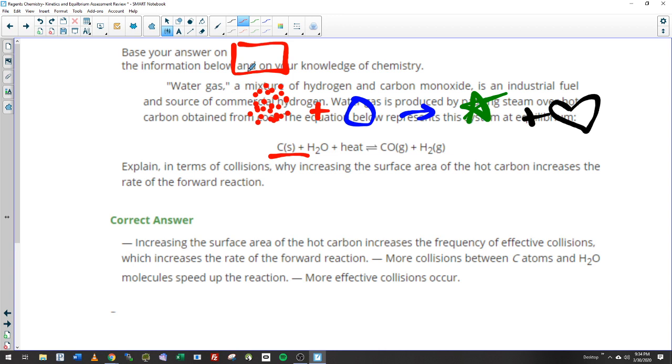I had to very specifically talk about the fact that there are more collisions possible when I have more surfaces to collide with instead of leaving it as one giant piece.